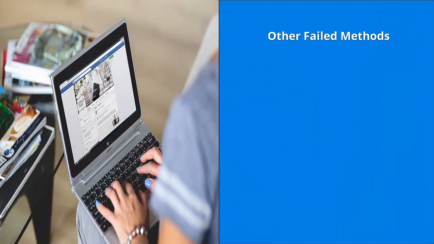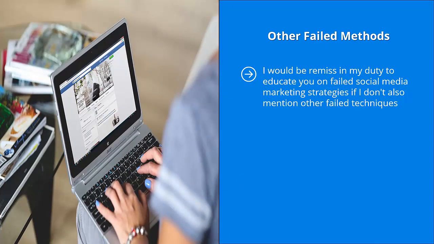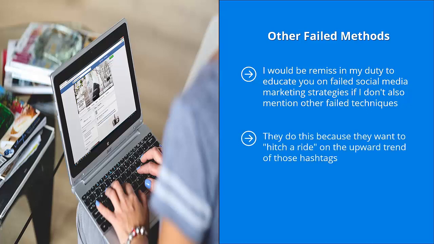Other failed methods. I would be remiss in my duty to educate you on failed social media marketing strategies if I don't also mention other failed techniques. First, hashtag hunting no longer works. This technique involves marketers finding hashtags that are trending. They basically would publish niche-specific content, but use unrelated or irrelevant hashtags and pair them with their content. They do this because they want to hitch a ride on the upward trend of those hashtags. They know people are searching for those hashtags. They know that these hashtag trends are hot, so they want to poach as many eyeballs as possible.